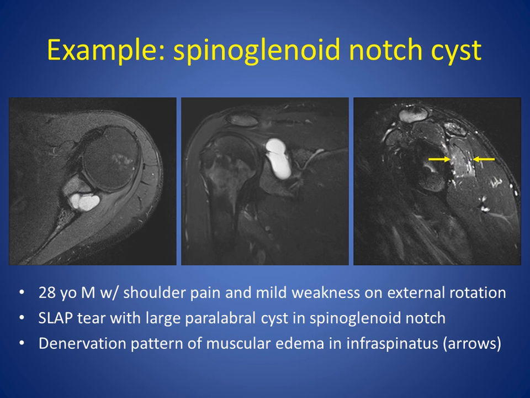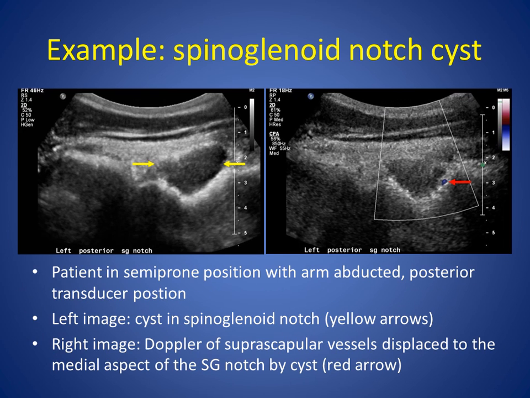Here's a recent example just within the past week. We didn't access the joint with this, but what we did is aspirate a spinoglenoid notch cyst. Here's the MRI. This is a 28-year-old male with shoulder pain and mild weakness on external rotation. You can see the large lobulated spinoglenoid notch cyst, and on the right image, intramuscular edema throughout the infraspinatus muscle. Here's the ultrasound image showing the spinoglenoid notch cyst, and on the right you can see the suprascapular neurovascular bundle has been displaced medially by the cyst. That's what we want to not stick with our needle.